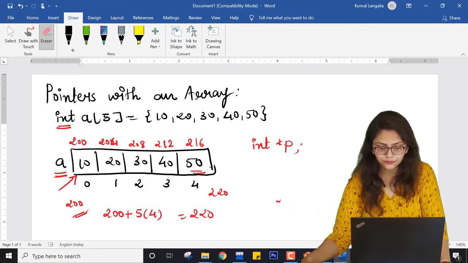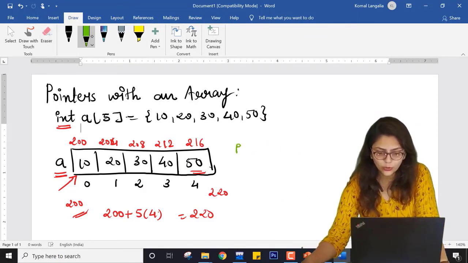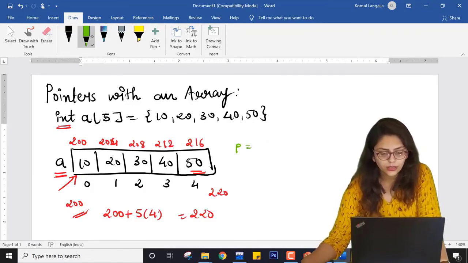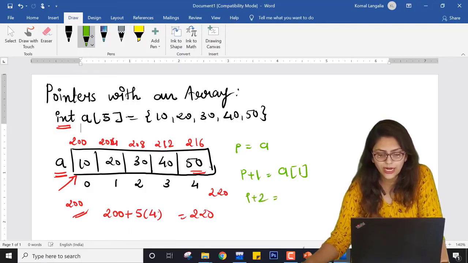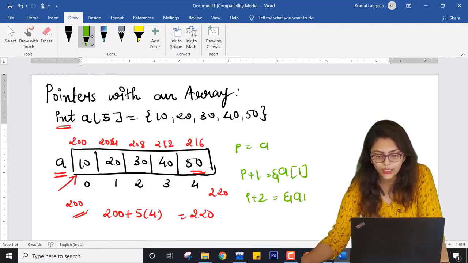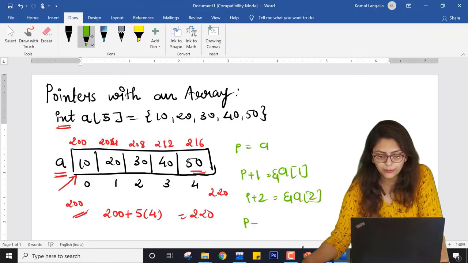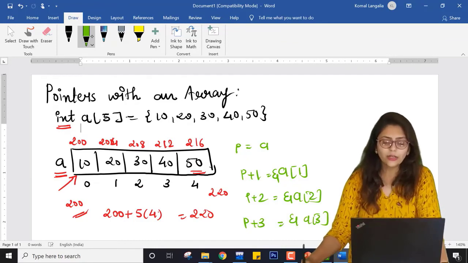Now here, as you know, P equal to A. So if we are writing P plus 1, that means address of A of 1. This was P plus 0, A plus 0. P plus 2 means address of A of 2. P plus 3 is the address of A of 3. Can you relate these terms?